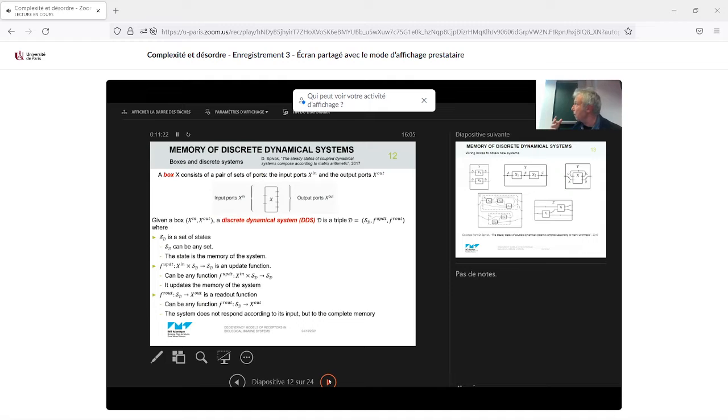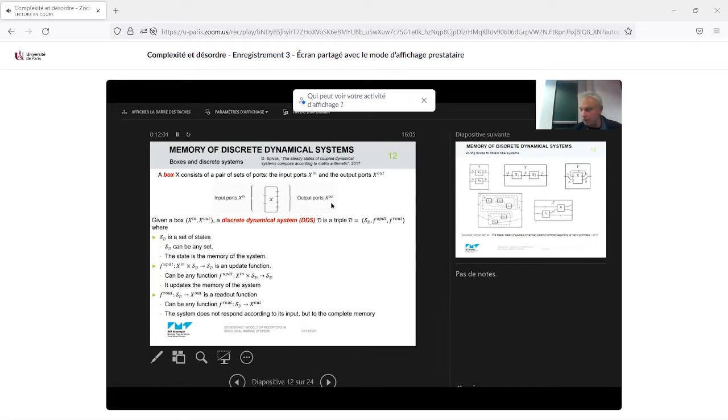So it uses such a definition. And so here, this slide summarizes the axiomatic used by David. So at the beginning, you have a box. And this box is equipped with input ports and output ports. X in and X out. So X in will designate the set of all input signals that can be presented to the box. And X out will stand for the set of output signals of this box.